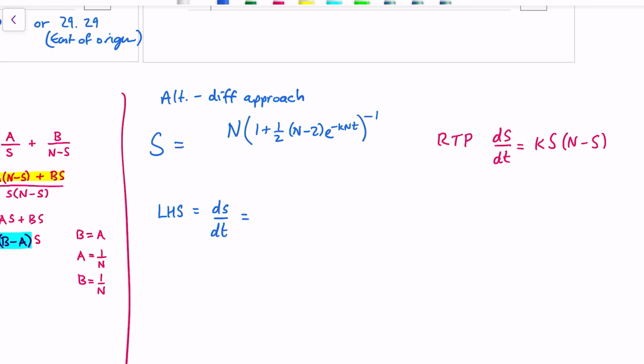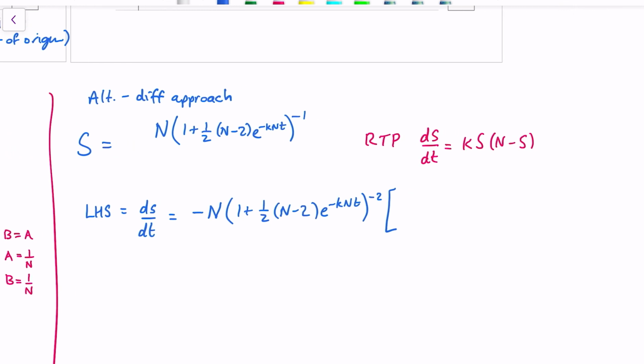So the derivative with respect to t, I bring the minus down the front, it's minus n. I have the same thing written out again to the minus 2. And then I times by the inner derivative, which is 1 disappears, the half n minus 2 is just a constant. And then the e to the minus kNt differentiates to itself, but then times by the derivative of the minus kNt. Okay, there is a minus there that is in that whole factor, which knocks off the minus at the front. That's about it.